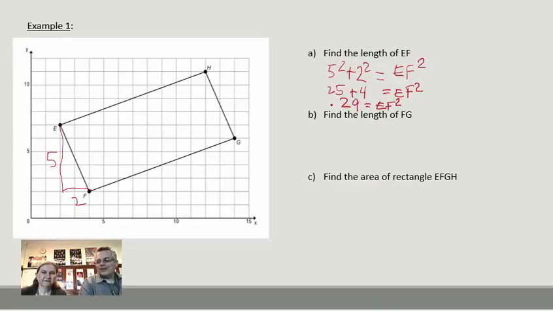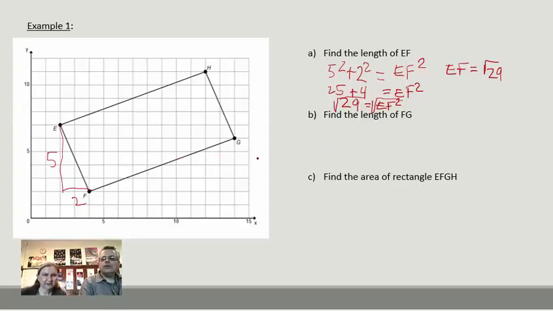So I have 29 is equal to EF squared. Let's take the square root of that. So EF is equal to the square root of 29. We'll keep it like that. There's no way to simplify it. No perfect square: 4 doesn't go in, 16 doesn't go in. That's already too big.